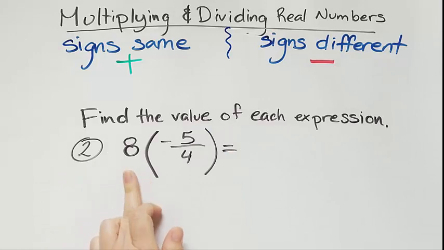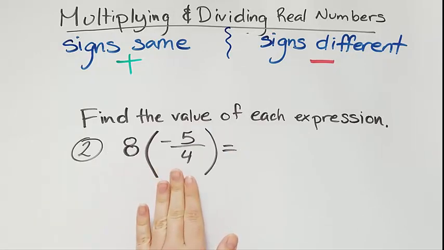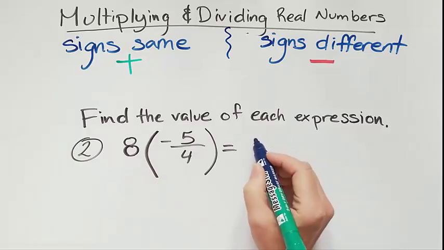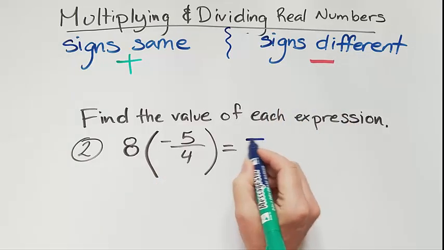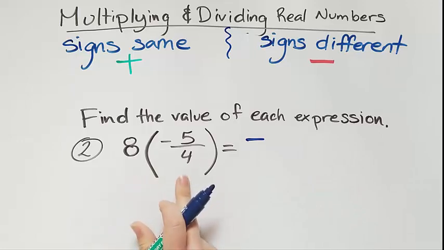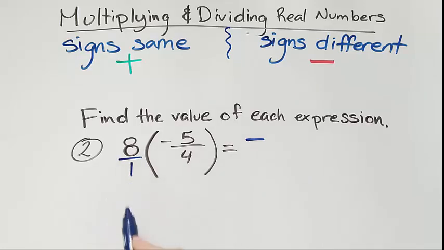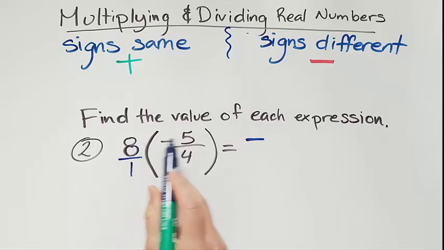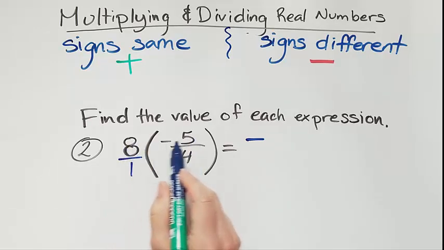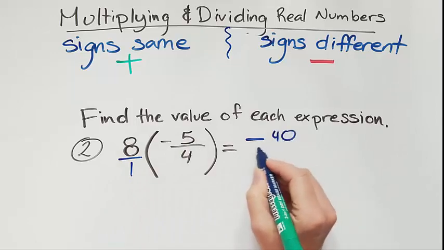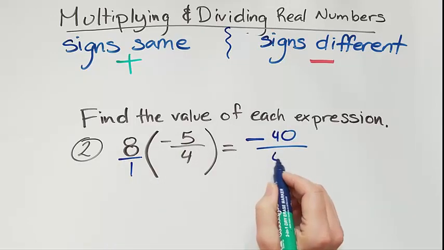Our next problem is 8 times the fraction negative 5/4. We'll have a positive number times a negative number. So I know that my answer is going to be different signs, negative. Well, now I need to remember how to multiply fractions together. This is technically 8 over 1, and now that this number is a fraction, you just multiply straight across. So 8 times 5 is 40. 1 times 4 is 4.